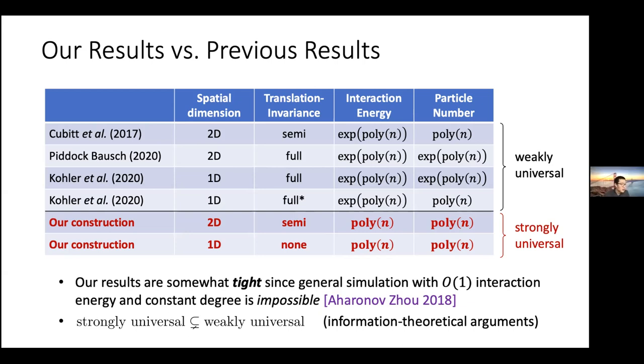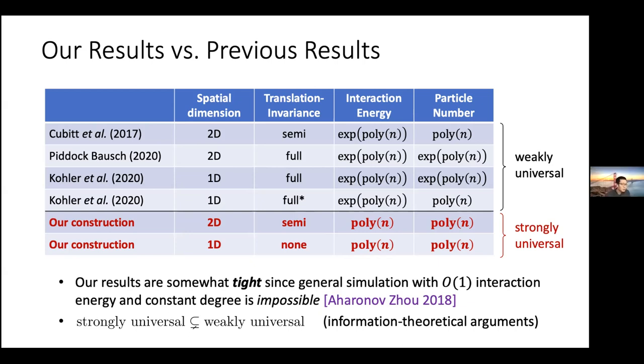Andrew Childs is asking, you mentioned that you cannot do general simulation with constant interaction energy and constant degree, but presumably you can still do some interesting simulations. Can you characterize what is possible? So that's definitely a question that we want to pursue, but currently the impossibility is only for the worst case. I think there are examples for some typical Hamiltonians drawn from some family where you can maybe simulate them with constant interaction energy and constant degree. But I think the whole landscape is not well understood, and that's definitely a question that the community should pursue further.